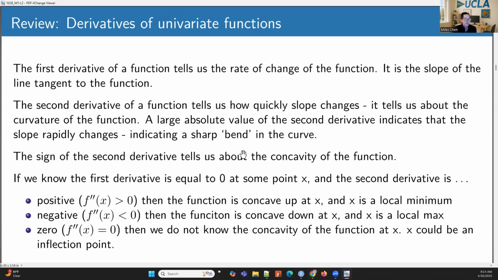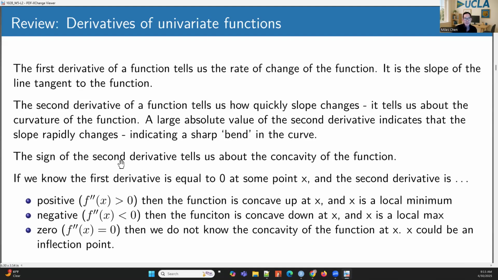Okay, so just a quick review. The derivative of a function tells us the rate of change of the function, and it's equal to the slope of the line tangent to the function at that location. And then the second derivative tells us how quickly that slope changes, and it tells us about the curvature of the function. And so if you have a large second derivative, okay, that means the slope changes rapidly, right? And so that would indicate you have a sharp bend, where the slope changes rapidly at that location.